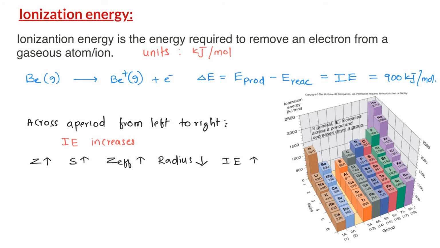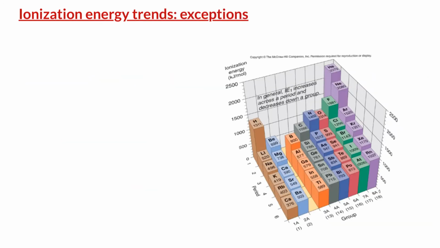When we move down a group, the ionization energy decreases. The reason is the electrons that are being removed are coming from a higher energy level. As n increases, the size of the orbital increases and the electron is easier to remove. There are a couple of exceptions to the general trend in the ionization energy across a period.